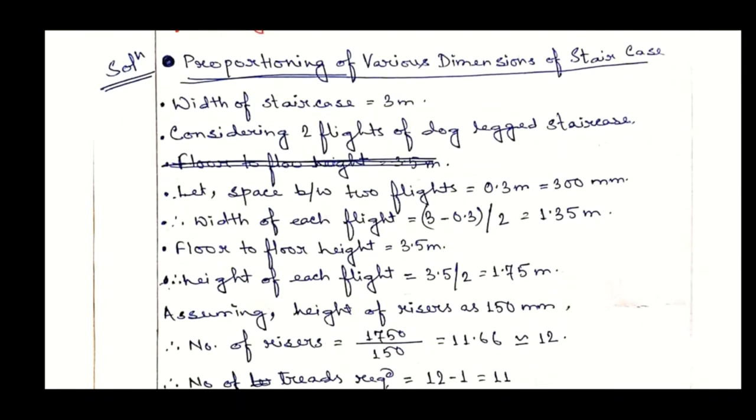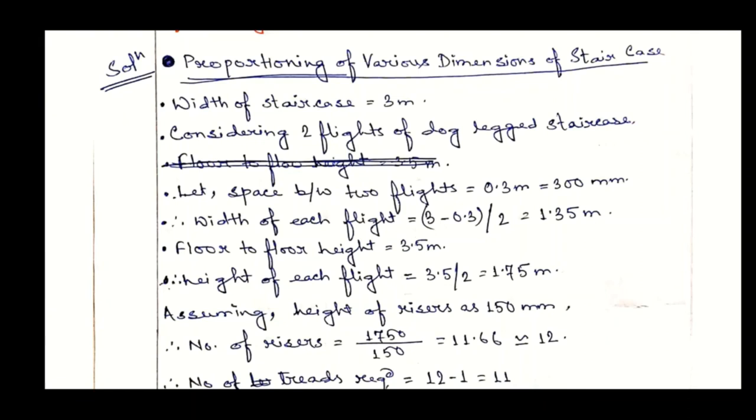Width of each flight is total 3 minus 0.3 meter, that is the space, divided by 2 for each flight, that is equal to 1.35 meter. This is the width of each flight. Now floor to floor height is given, that is 3.5 meter. So height of each flight is equal to 3.5 meter by 2, that is equal to 1.75 meter.